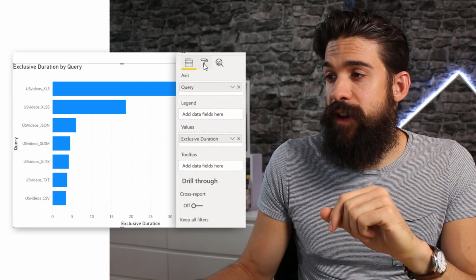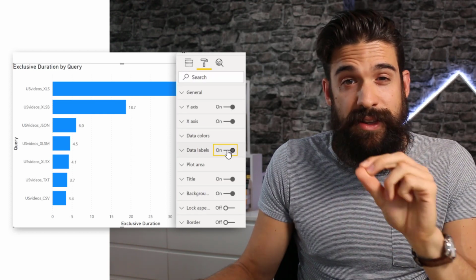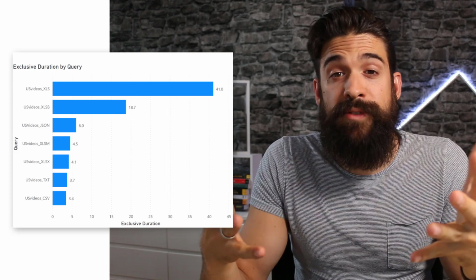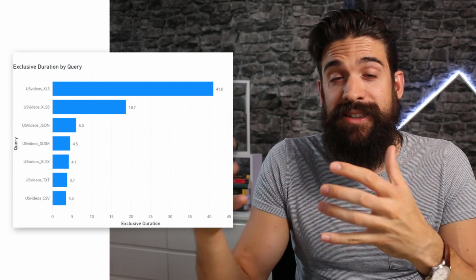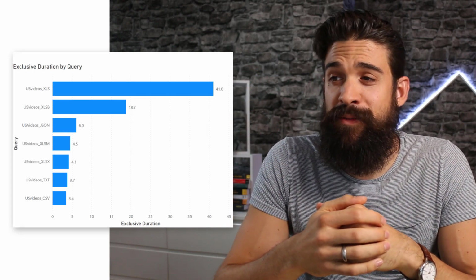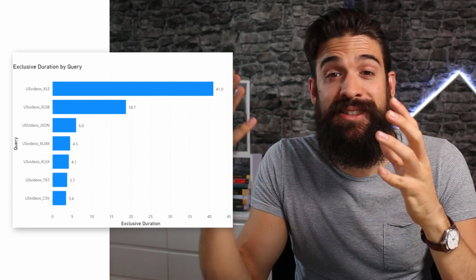Okay, so now that we have this, let's go to format and then also turn on the data label so that we can see the exact seconds that every query took. Now from this visual, you can clearly see that the XLS file is kind of the worst file for storing your data set. Took 41 seconds.